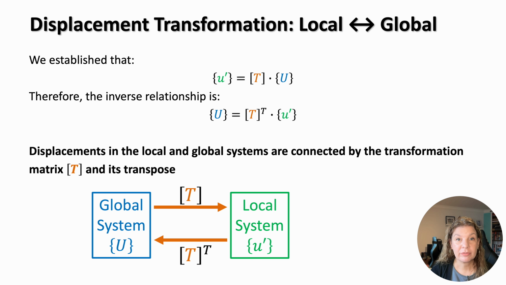With the transformation matrix defined, we can now describe how displacements in the two systems are related. Local displacements are obtained from the global ones using u' equals the matrix T, the transformation matrix, times u. Equally, we can invert the relation to express global displacements in terms of local ones. So u equals T transpose times u'. This shows that the transformation matrix and its transpose give us a two-way link between the local and global displacement vectors. This result sets the stage for transforming the stiffness matrix itself.